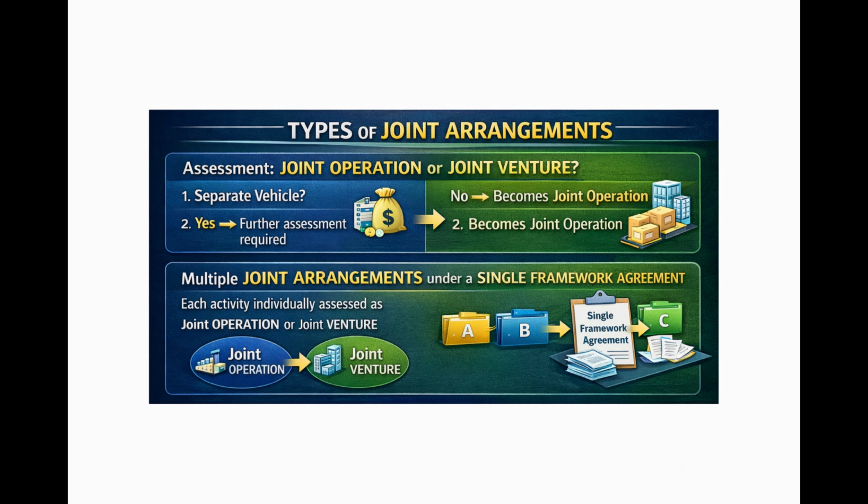How to assess each activity? For each activity, ask, is it structured through a separate vehicle? Do parties have rights to assets and obligations to liabilities? If yes, joint operation. If no, joint venture. Apply the entire classification logic separately to each activity. That completes the fourth part of the chapter, types of joint arrangements. Next, we move to accounting for joint operations and then accounting for joint ventures.